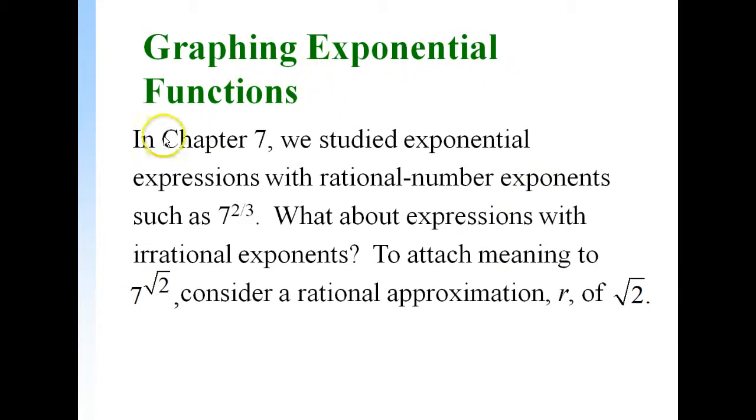Graphing exponential functions. In Chapter 7, we studied exponential expressions with rational number exponents. That is, they were fractions. What about expressions with irrational exponents, such as the square root of 2, let's say? Let's consider the rational approximation r. That r is going to stand for the rational approximation of this.